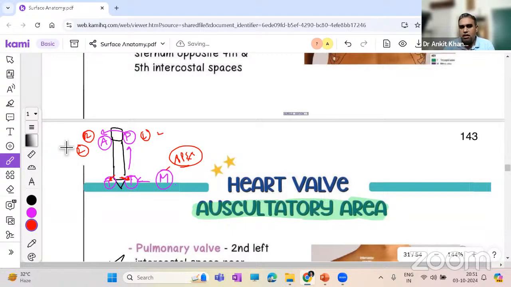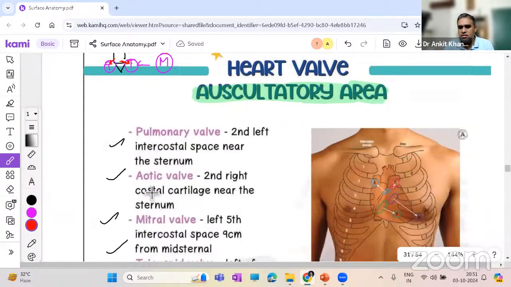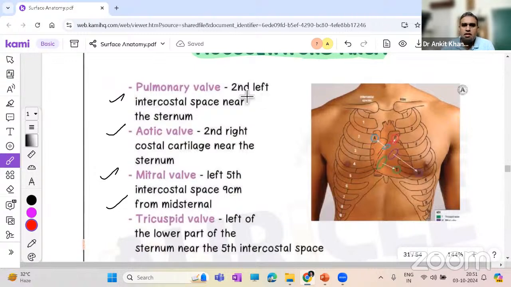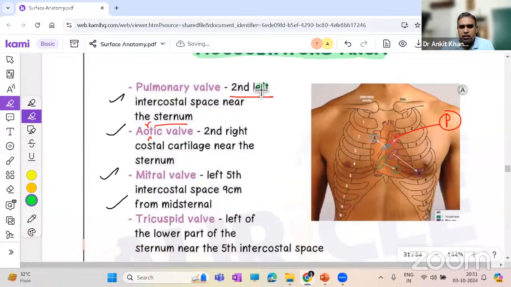First understand this, then I'll tell you why there's so much of difference. Pulmonary valve, second left intercostal space near the sternum. So this is the area for the pulmonary valve. Aortic valve, second on the right side. So the difference is basically very small. Second left and second right at the top.